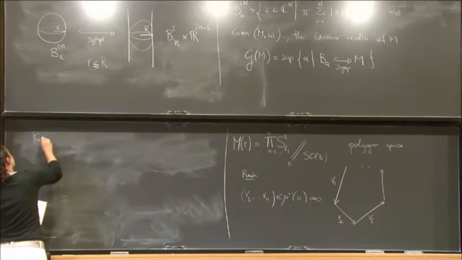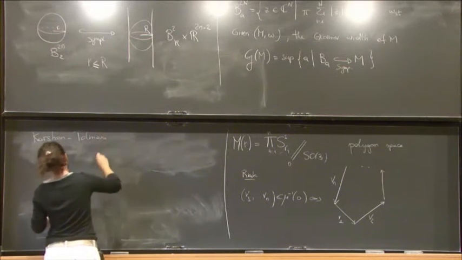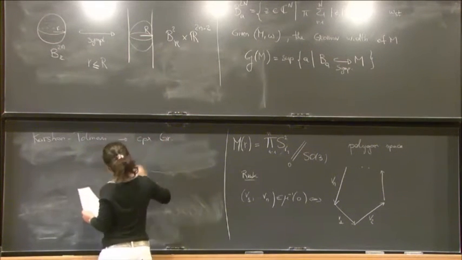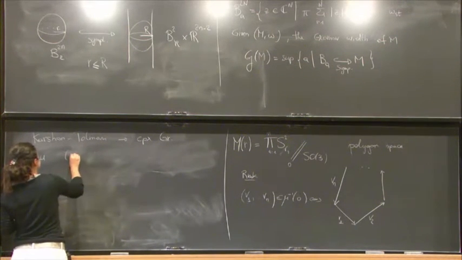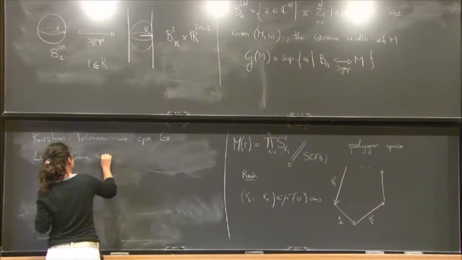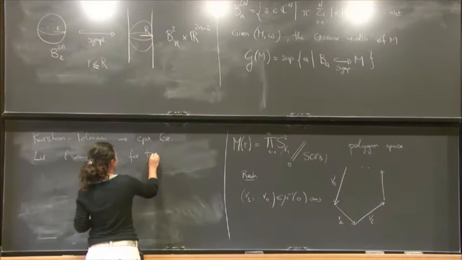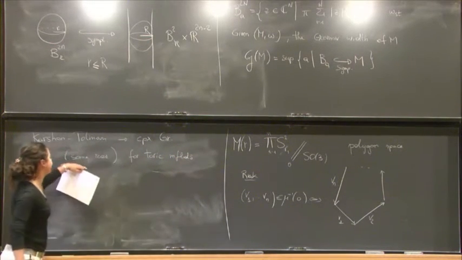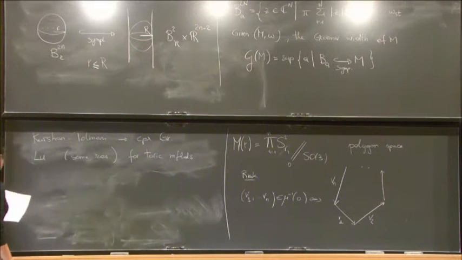There is a work of Carchon and Tolman where they compute the Gromov width of the complex Grassmannian. And there's a work of Lu who gives some results for the Gromov width of toric manifolds. What I mean by some results is that it gives some lower bound and some upper bound, but very often there is a gap in between the two, so we don't get the full result.